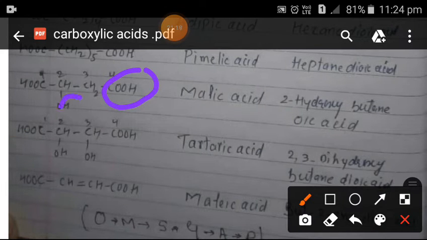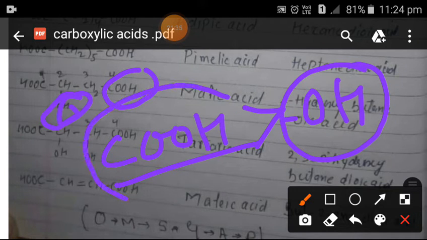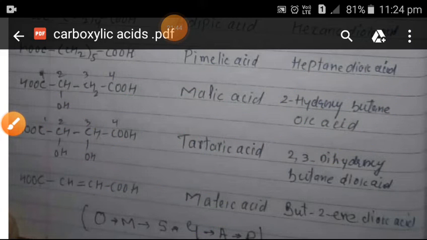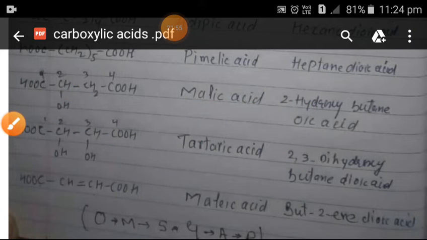When there are two types of functional group present, you must remember the preference of the group. Carboxylic acids are given more preference than the alcoholic group. Clear? Accordingly, this is taken as a prefix and this is taken as a suffix. This is taken as a substituent, and this is taken as the main functional group. When this OH group is taken as a prefix or substituent, it is called hydroxy. You must remember. The common name is malic acid.